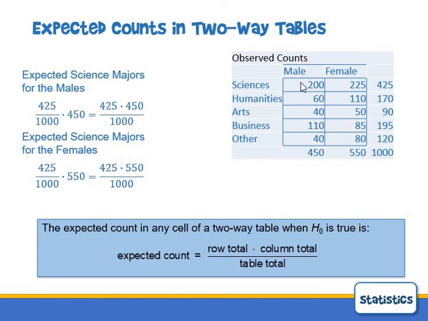Pick a cell. Say you pick the arts here in male, where you have the 40. I would do the row total 90 times the column total 450 divided by 1,000. Again, that's really doing 90 out of 1,000 to get the percent as a decimal and multiplying by 450. But you do row total times column total divided by table total if you have to compute the expected values.